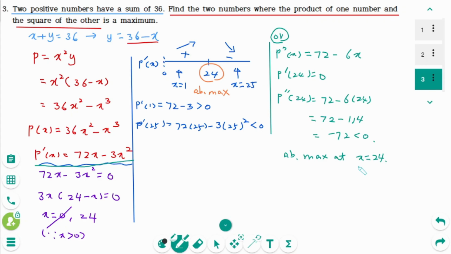When x equals 24, then y equals 36 minus 24, which is 12. Then the two numbers are 24 and 12.